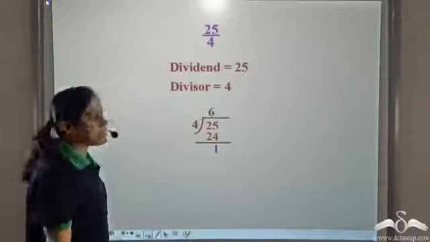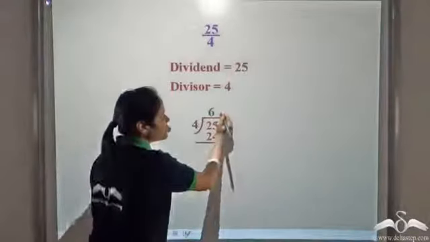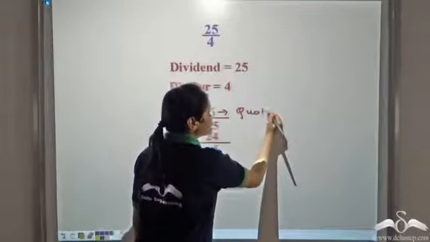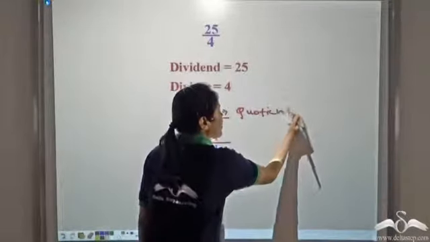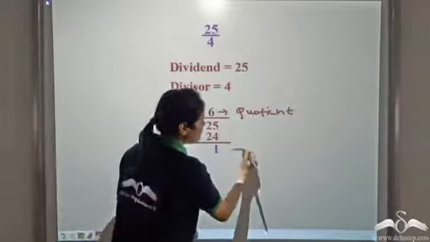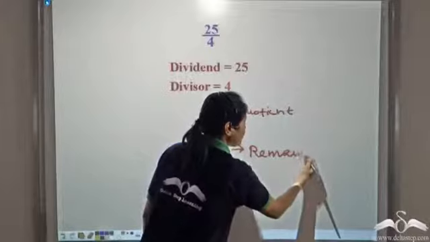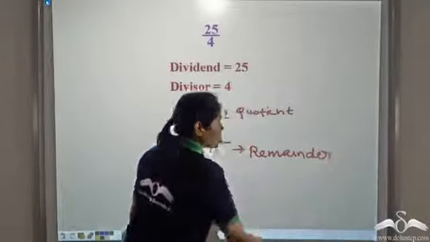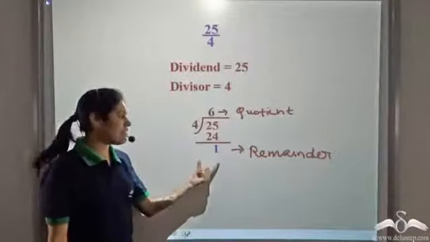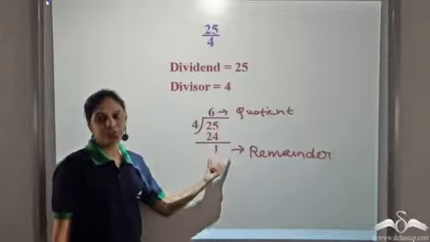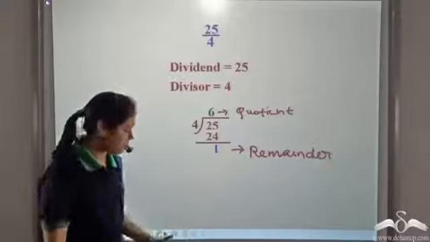So if we divide 25 by 4, we get 6 as the quotient and 1 as the remainder. Remainder is what is left after dividing, or what is remaining after the division is called remainder.